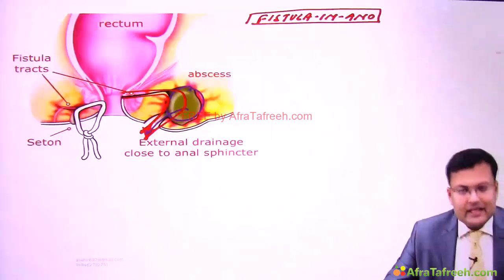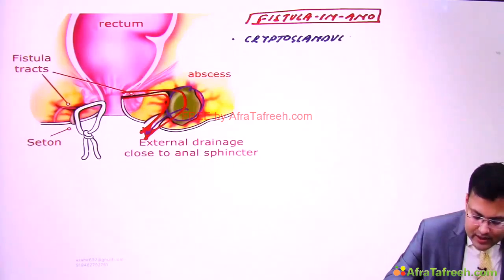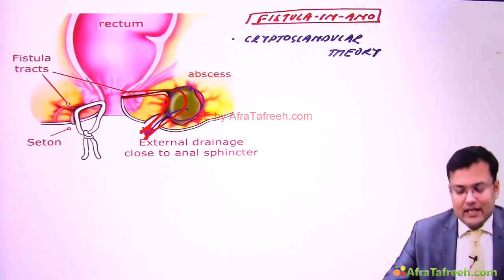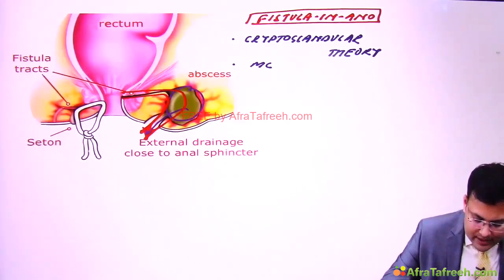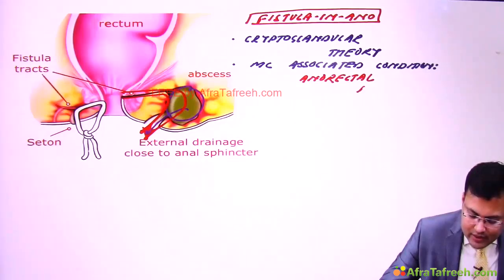Okay, so in this case there is an abnormal tract between anorectum and perineal skin. We discussed which theory is responsible for formation of fistula in ano, and this is the cryptoglandular theory. We also discussed the most commonly associated condition with fistula in ano, and that is anorectal abscess. These are basics. So there is anorectal abscess. This is the most commonly associated condition.